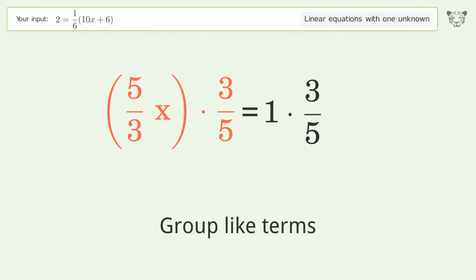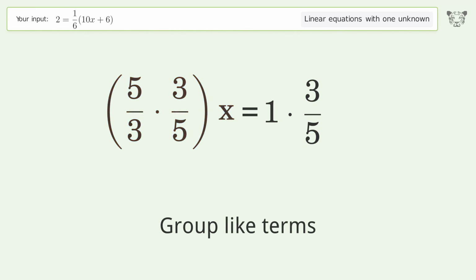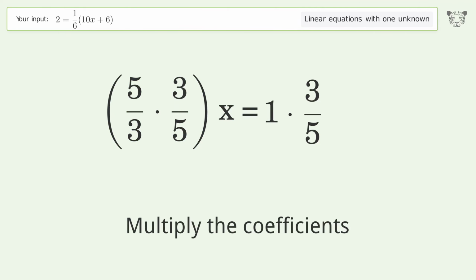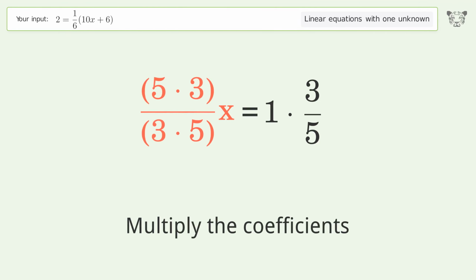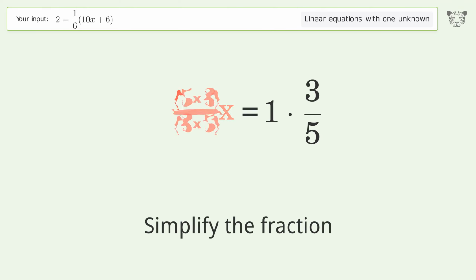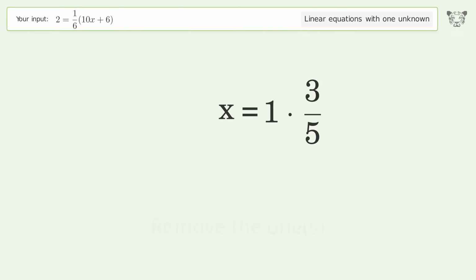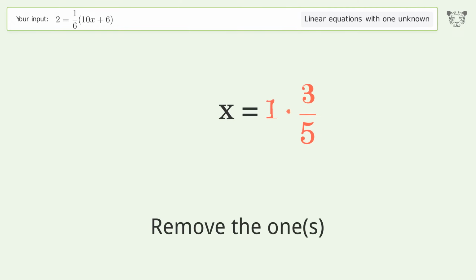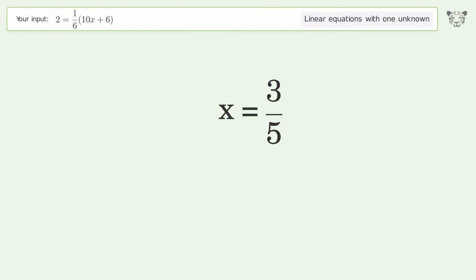Group like terms. Multiply the coefficients. Simplify the fraction. Remove the ones. And so the final result is x equals 3/5.